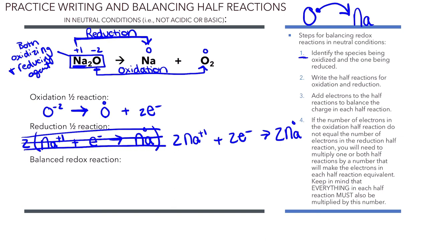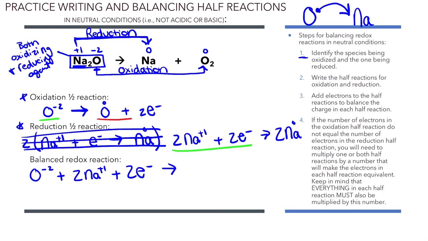And now what I need to do is combine both the oxidation half reaction and the reduction half reaction back into a single reaction. So I'm going to do this by taking all of the reactants and listing them first on the reactant side. So I have oxygen -2 ions plus 2 sodium ions plus 2 electrons. And that is yielding. And then the next thing I'm going to do is write all the products on the other side: 1 neutral oxygen atom plus 2 electrons plus 2 neutral sodium atoms.